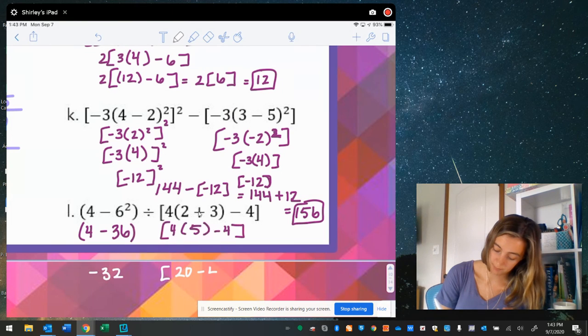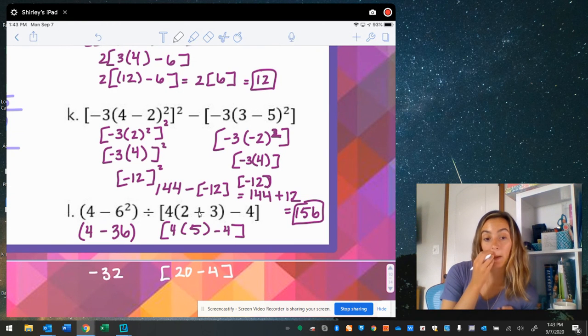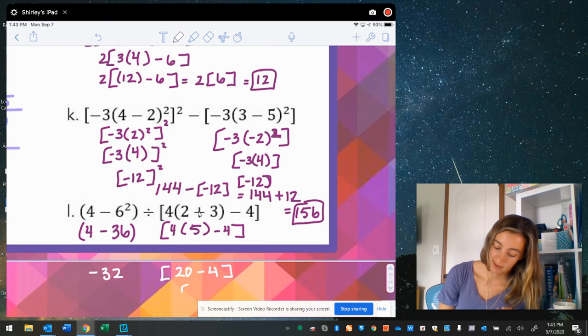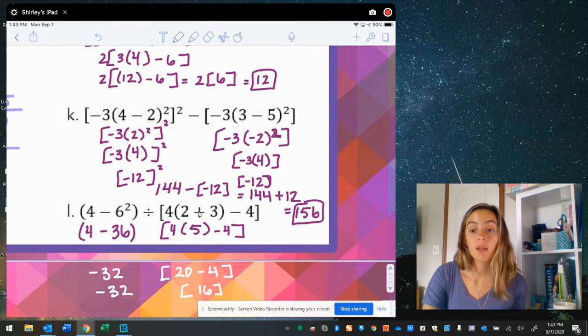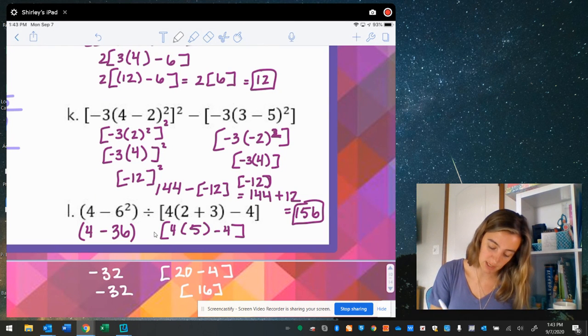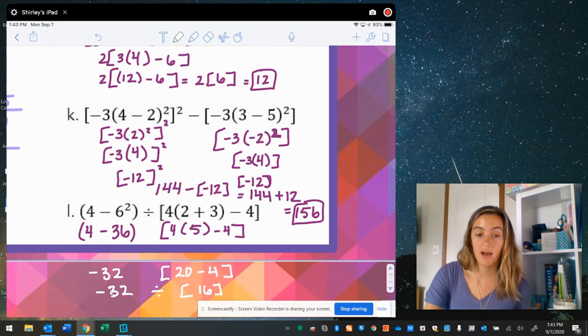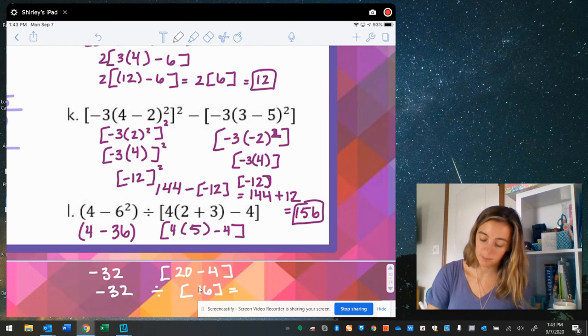And now I have minus 4. Okay, so I have 20 minus 4. I'm going to go ahead and subtract that, and I get 16. So I'm going to bring my negative 32 down here so it's on the same line. Now I can worry about that operation that was in between them. So if I bring my division sign in between, now I have negative 32 divided by 16. A negative divided by a positive is always negative. So I have negative 2.